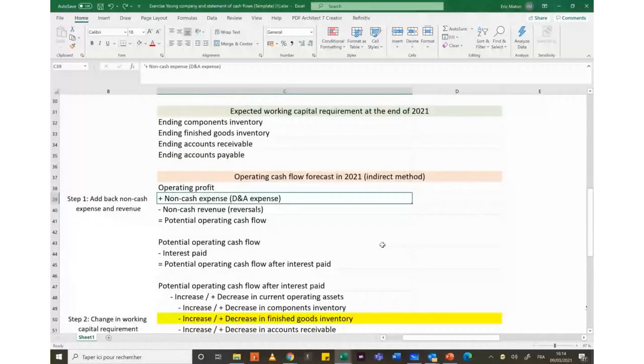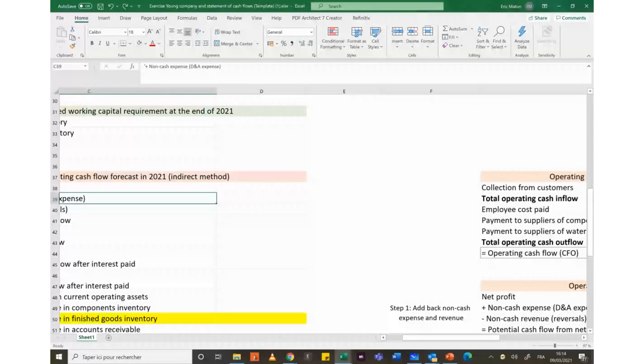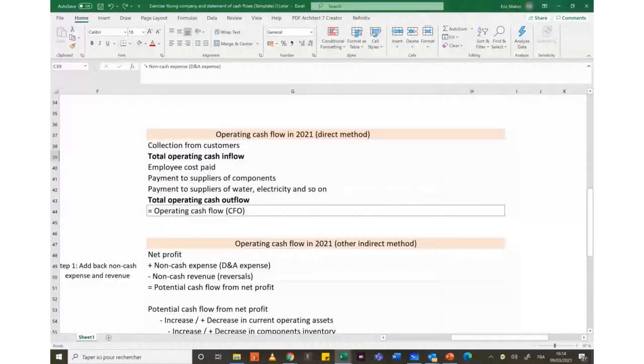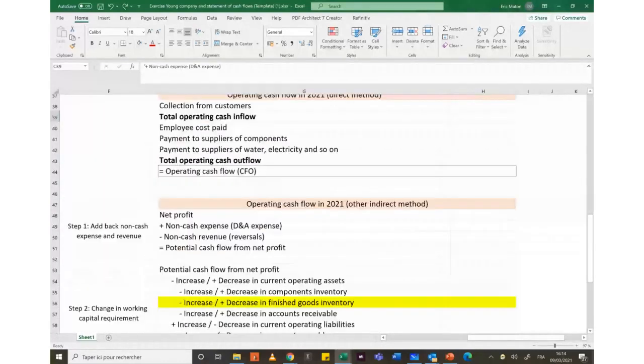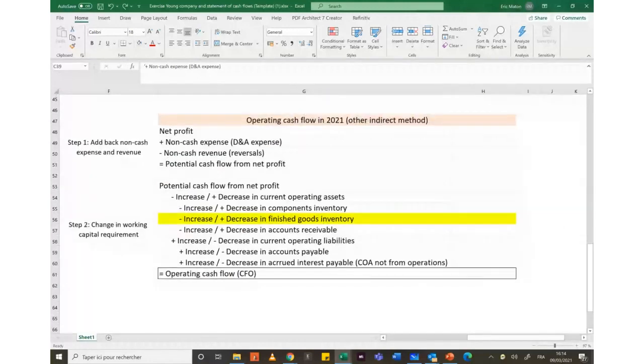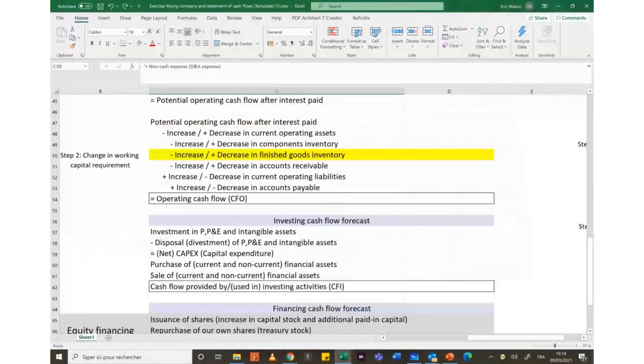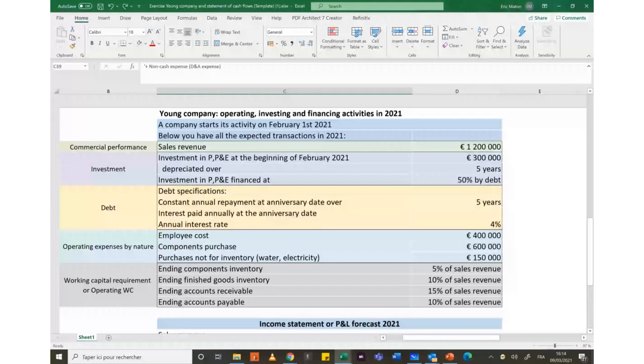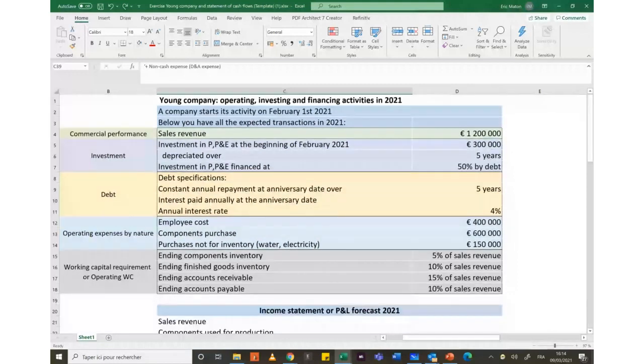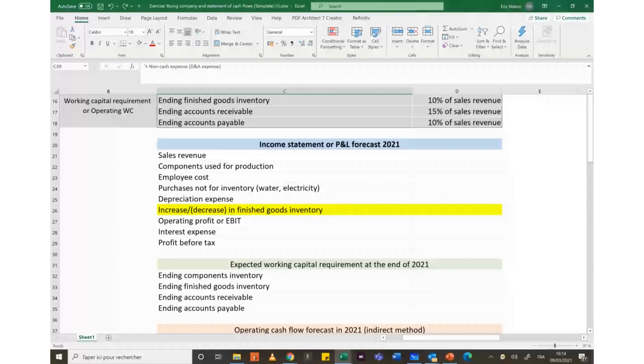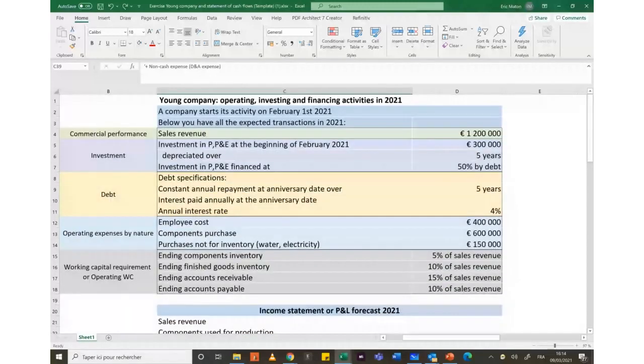And after, if you have time, you try to calculate with the direct method and another indirect method. So try to do the statement of cash flow for this new company for the year 2021. So it's a forecast, and you start with the P&L forecast. So try to do this for tomorrow, and we start with the correction of this exercise during the next session. Okay?